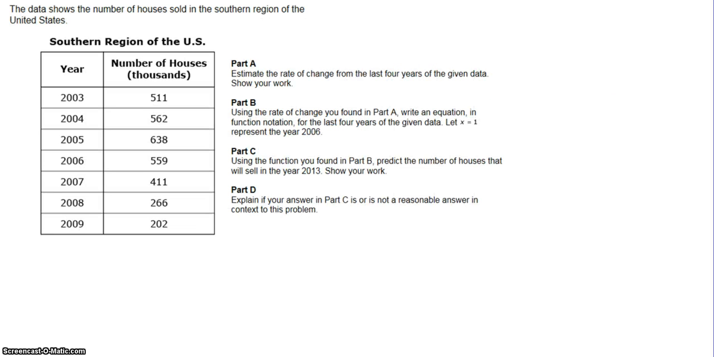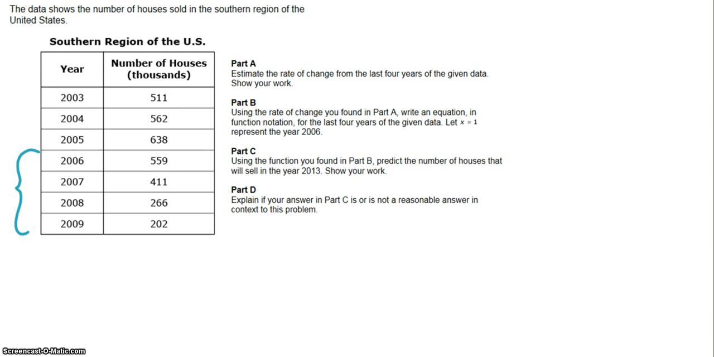All right, so now we're looking at a different problem. This one has 4 parts. So it says we're going to estimate the rate of change for the last 4 years of given data. So let's take a look. Data shows the number of houses sold in the southern region of the United States. So the last 4 years would be 2006 to 2009.